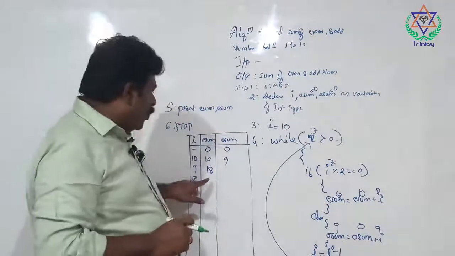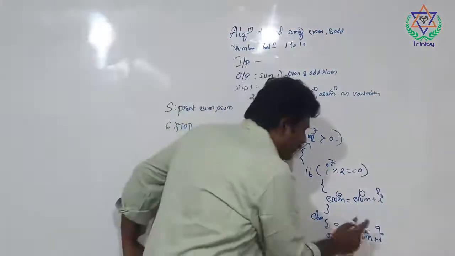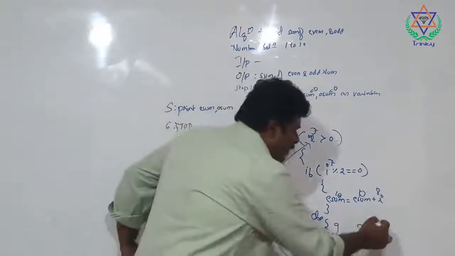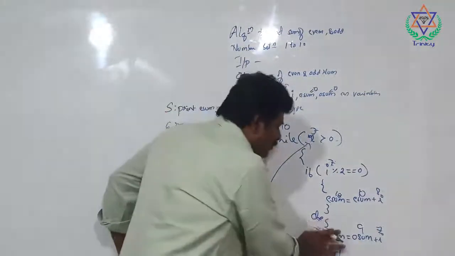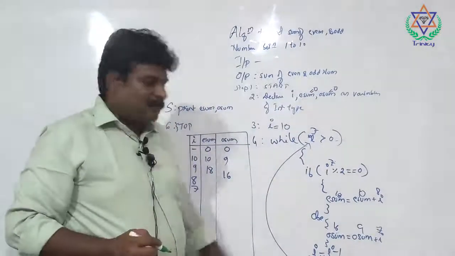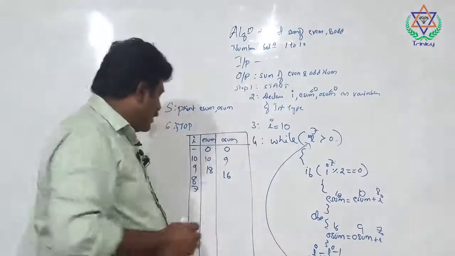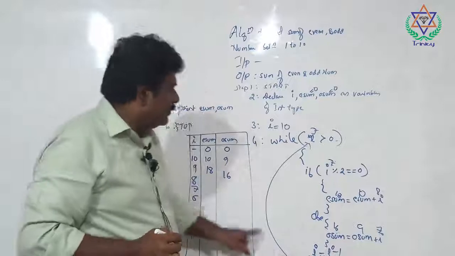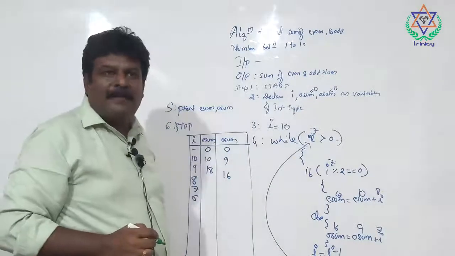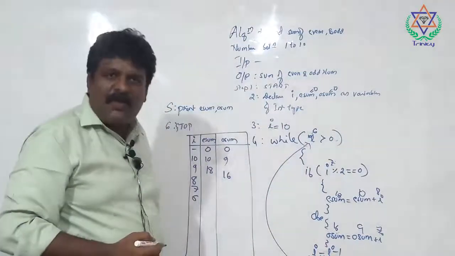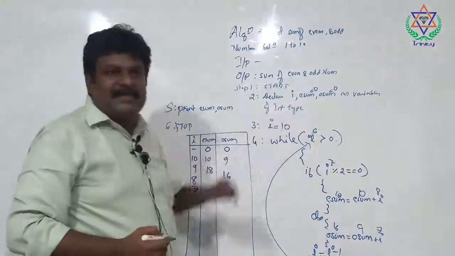What is there in O sum? We have 9. And what is there in I? We have 7. 7 plus 9, O sum will become 16. It comes here. I equal to I minus 1 becomes 6. Again, the control goes back. Now, 6 is greater than 0? Yes. Once again, it gets inside.